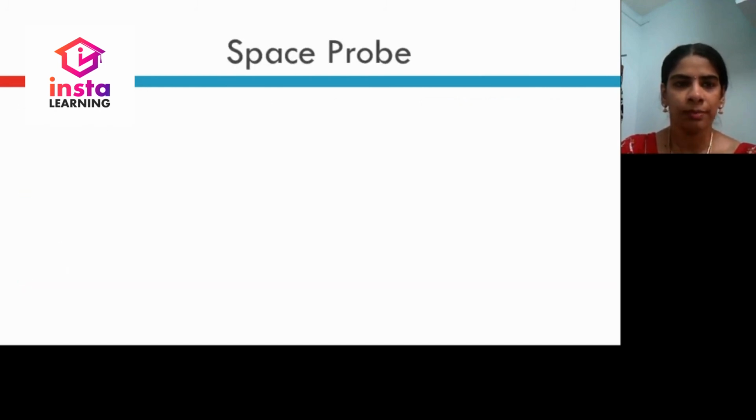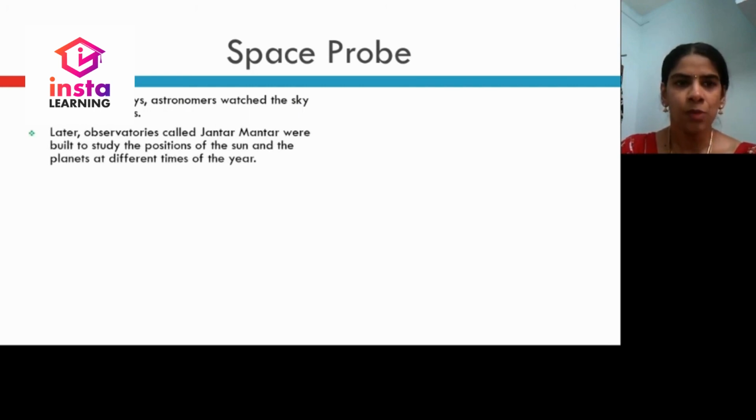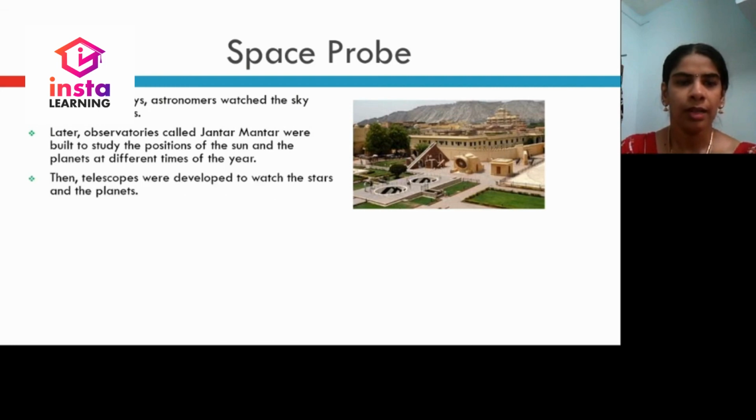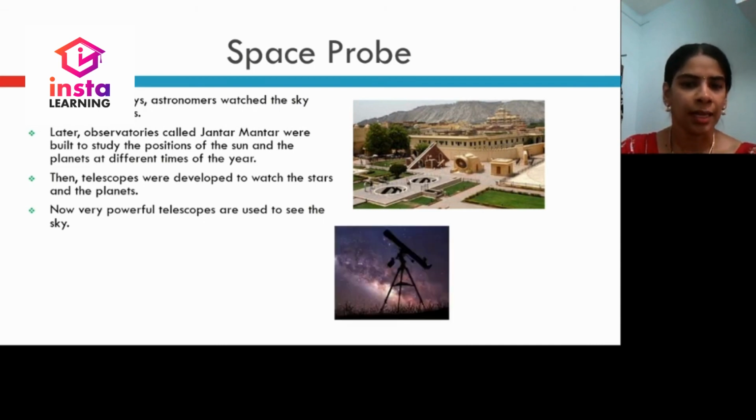Space probe. In the olden days, astronomers watched the sky with naked eyes. Later, observatories called Jantar Mantar were built to study the positions of the Sun and the planets at different times of the year. Then, telescopes were built to watch the stars and the planets. Now, very powerful telescopes are used to see the sky.